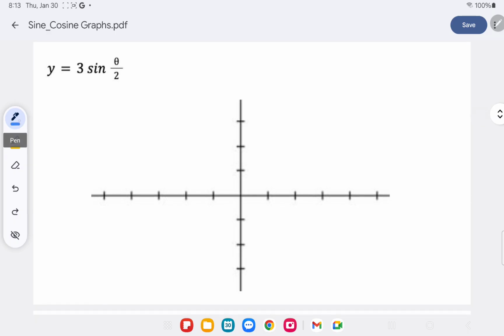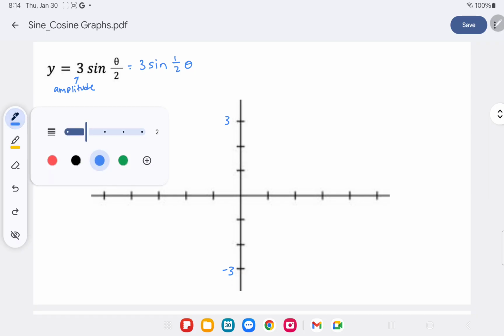The 3 is going to change the amplitude. So that means we're going up to 3 and down to -3. That means our range is changing from -3 to 3. And we have theta over 2, which means I could rewrite that as 1/2 theta. So in this case, our b is 1/2. B is the number in front of the variable.